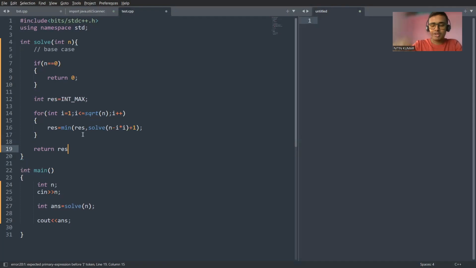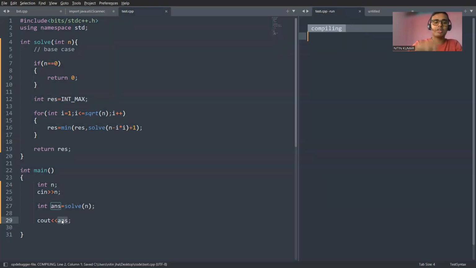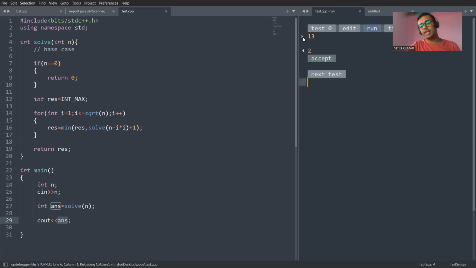Whatever the answer is being stored in my result will be my answer, and I return it from this function, and it will be stored in this answer and returned here. So let me run this for you here. You can see for 13, I am getting my answer as 2, which is a correct answer. So it is a correct recursive code.